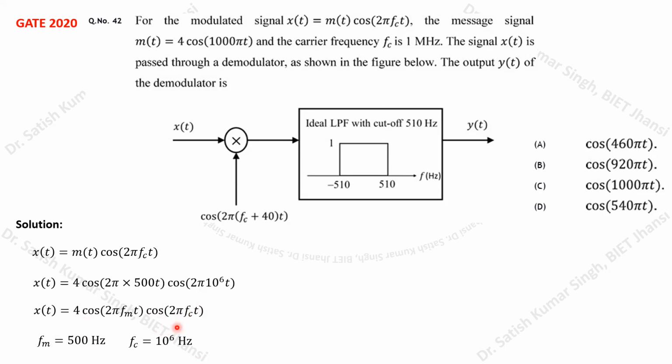Now we can expand this expression by using the 2 cos A cos B formula. We know that 2 cos A cos B can be written as cos(A+B) + cos(A−B). There is a factor of 4, so it can be written as 2 multiplied with 2. So the 2 cos A cos B formula can be applied, and this another factor 2 will come over there. So we can write this as 2 cos 2π(fc+fm)t + 2 cos 2π(fc−fm)t. This will be the equation after expanding this particular product.